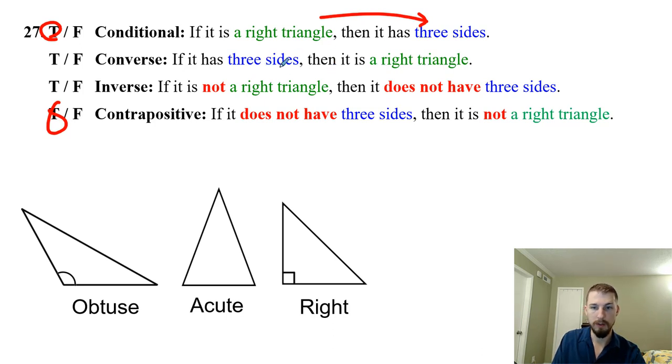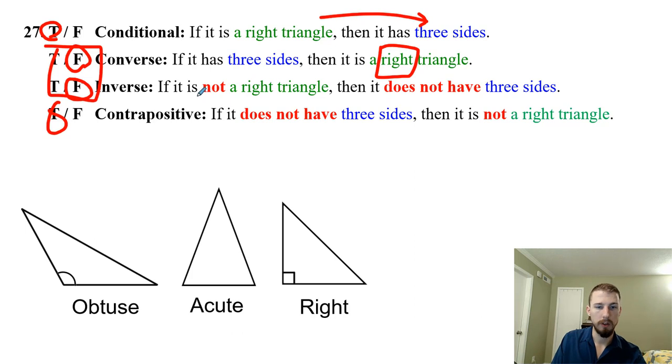All right, so if it has 3 sides, then it is a right triangle. Does it have to be a right triangle? No. That's because right triangles are a subset of all of the kinds of triangles. So all of these have three sides, but only the right triangles are right triangles. It could be an acute triangle, could be an obtuse triangle, so this is false. So instantly, what do I know about the inverse? It also has to be false because those two are logically equivalent. They're tied together. If one of them is false, so is the other one, just like the conditional and contrapositive.